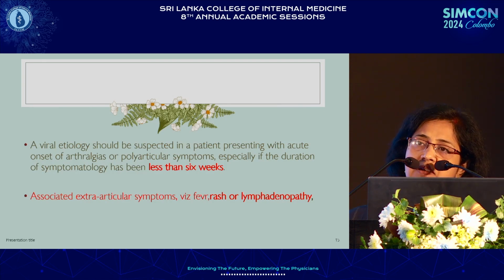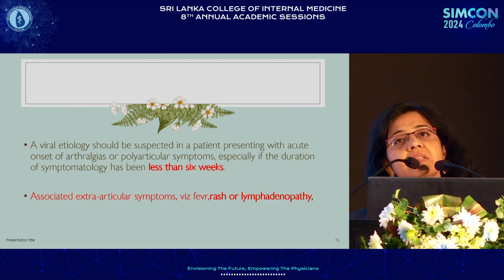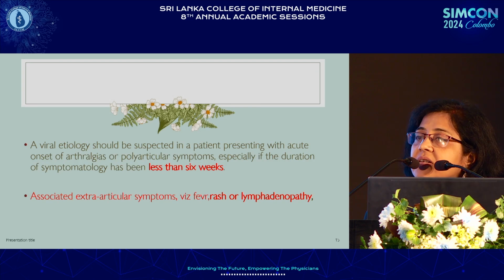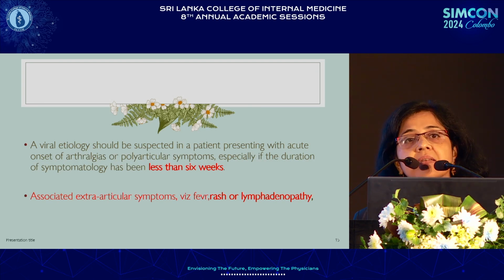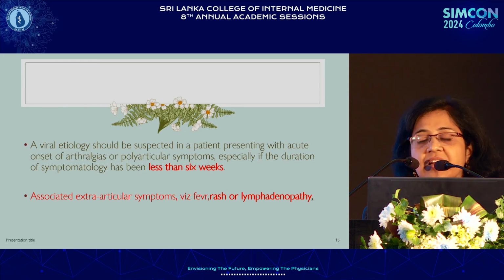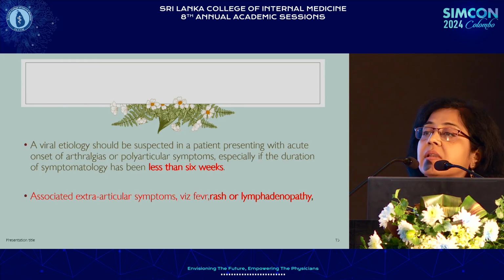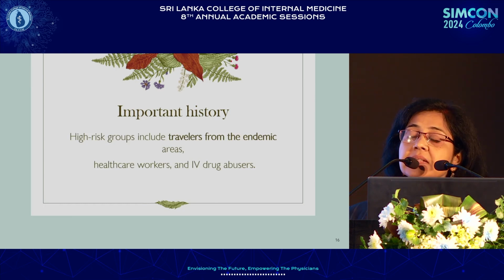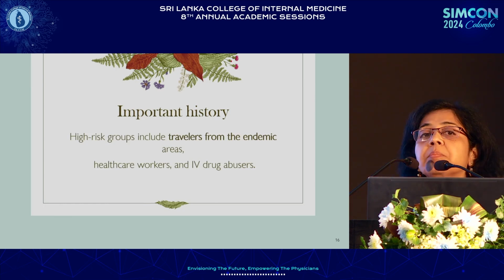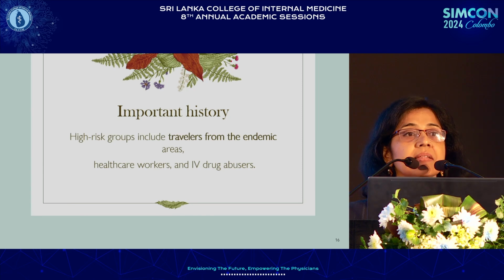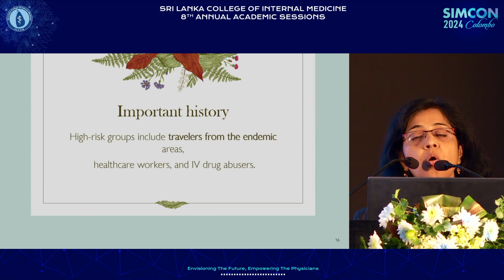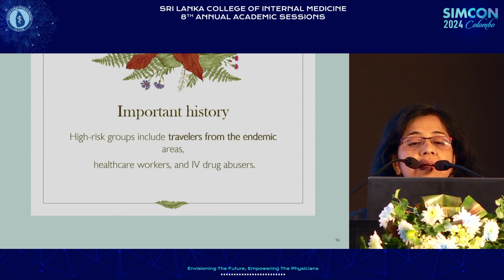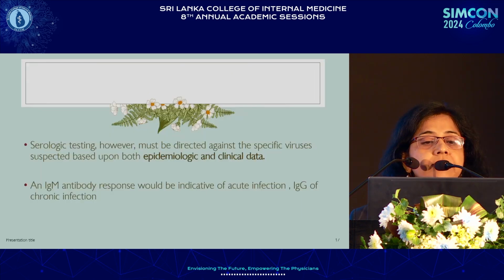We can suspect a patient to be having a viral etiology if the duration is less than 6 weeks and if the joint complaints are associated with rashes or fever or lymphadenopathy. Also, we must take history of whether the patient has traveled in the recent months prior or whether the patient is having a drug dependence or they are lab workers.